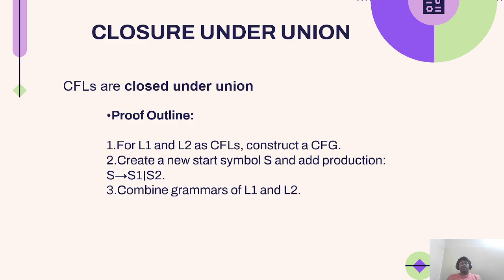Let's start with union. CFLs are closed under union. That means if L1 and L2 are CFLs, their union, L1 union L2, is also a CFL. The proof involves constructing a new CFG: add a new start symbol, say S, and include the production rule S goes to S1 | S2. Then combine the grammars of L1 and L2. This ensures the resulting language is still context-free.